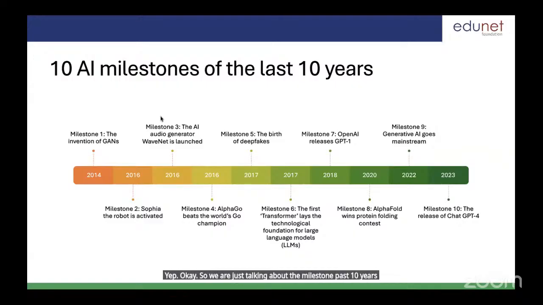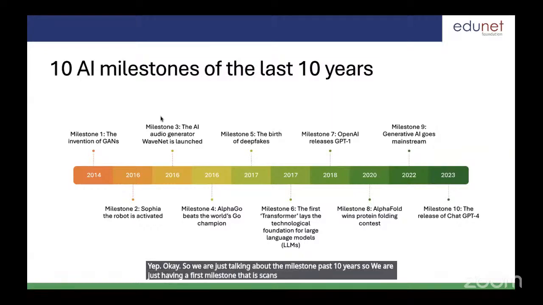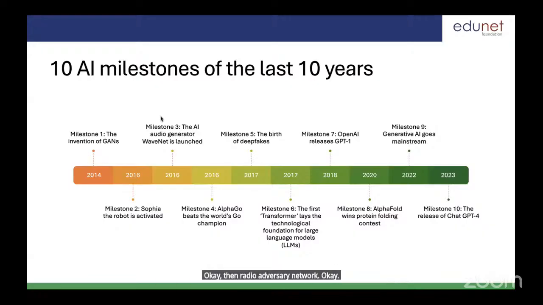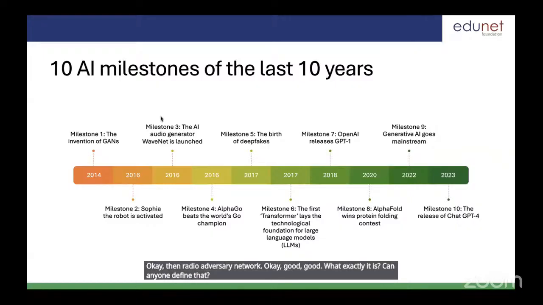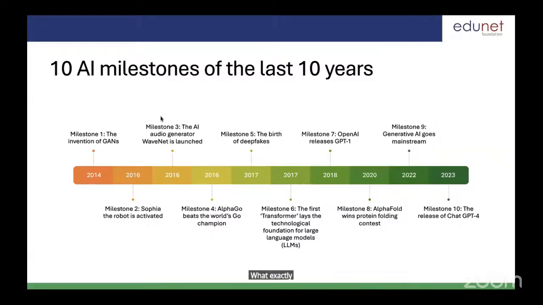We are just talking about the milestones of the past 10 years. We are having the first milestone, that is GANs. Can you tell me what is GAN? Generative Adversarial Network. Good, good. What exactly is it? Can anyone define that? What exactly is GAN? You can frame your own sentence. What exactly is GAN? Okay, it's an architecture that generates new data.